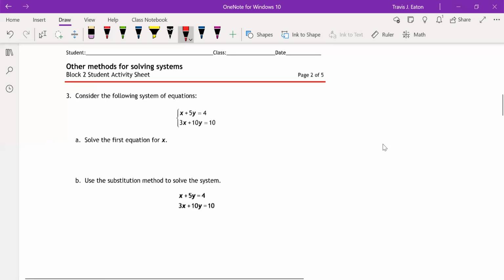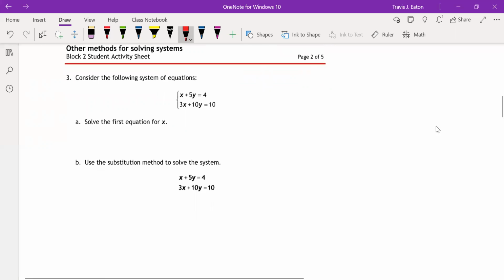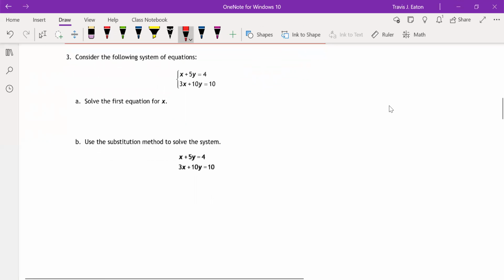Question number 3. Consider the following system of equations. Now, this one isn't quite as handy as the one before it because, as you can see, it doesn't give you a solution for y or x right away. So the first thing you have to do is, like they say here, solve the first equation for x. Okay, so that's exactly what we'll do.